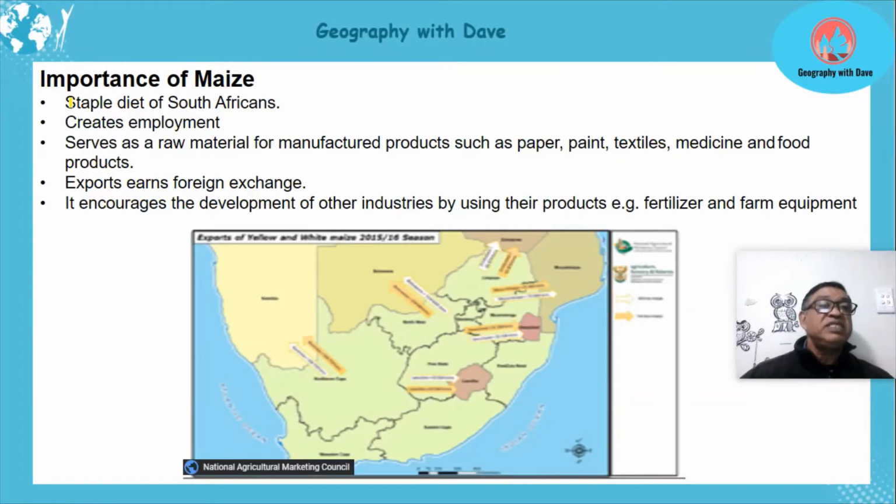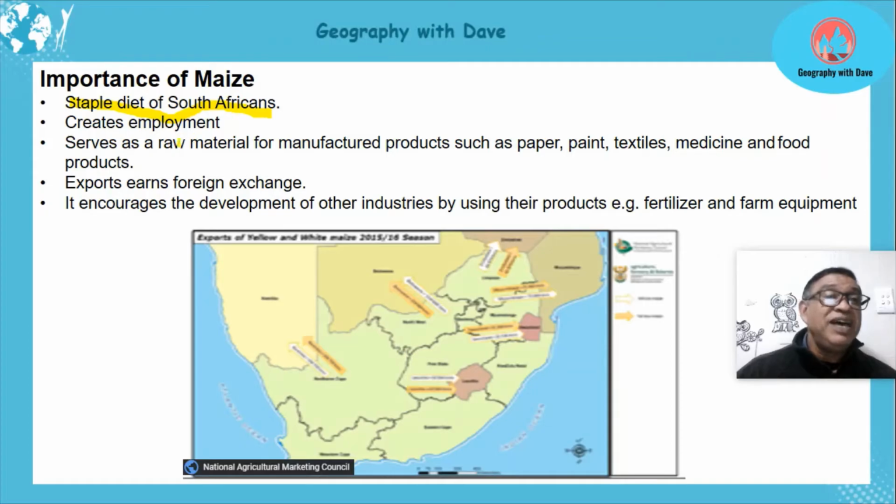Importance of maize, it's a staple diet for most South Africans. They eat it, your pap, etc. When you're having that braai, pap and vlees and chakalaka. I'm now getting very hungry. I just hope I can manage to finish this lesson.